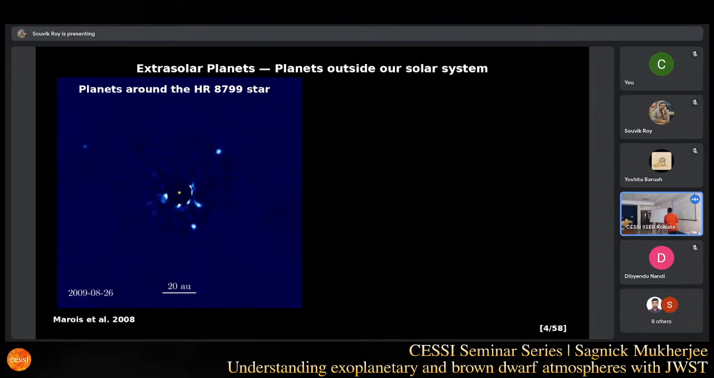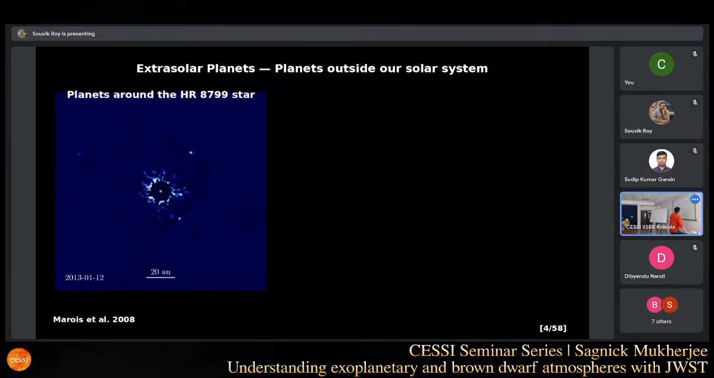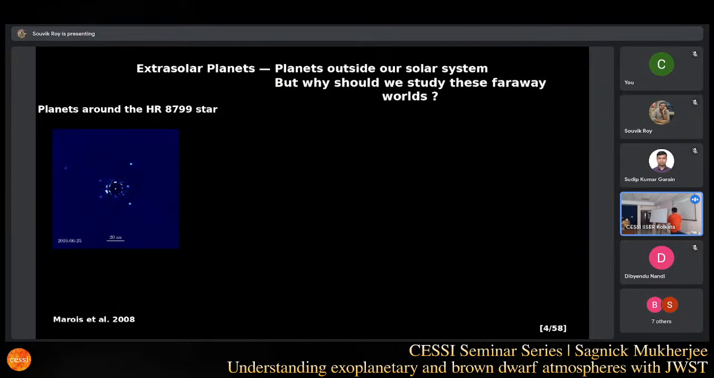In this animation, you basically see a direct image of 4 extrasolar planets rotating around a star. The star has been blocked out because the star is much brighter than the planet, so that you can see the dim, faint planets. You can see these blobs of light rotating around a star called HR 8799. What you see here, the light from the planet, is its thermal emission, the light it is emitting due to its own temperature.